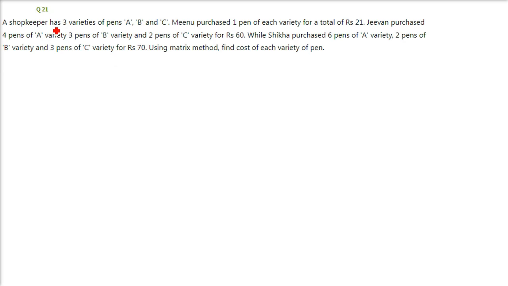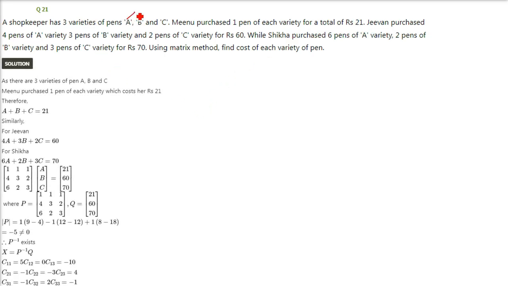So this is: a shopkeeper has 3 varieties of pens A, B, C. Now I will not use X, Y, Z, but we will use A, B, C. Meaning purchase 1 pen of each variety, 1 of variety A, 1 of variety B, 1 of variety C, for a total of 21. So A plus B plus C is 21.